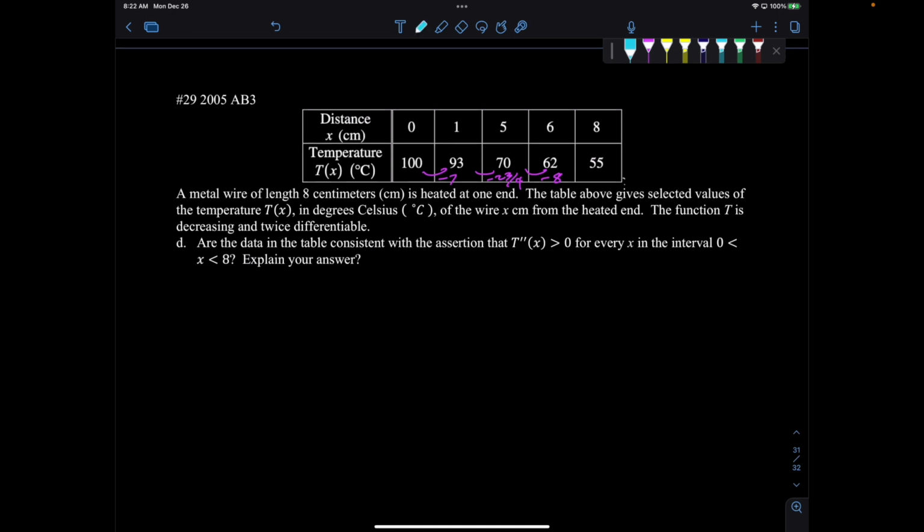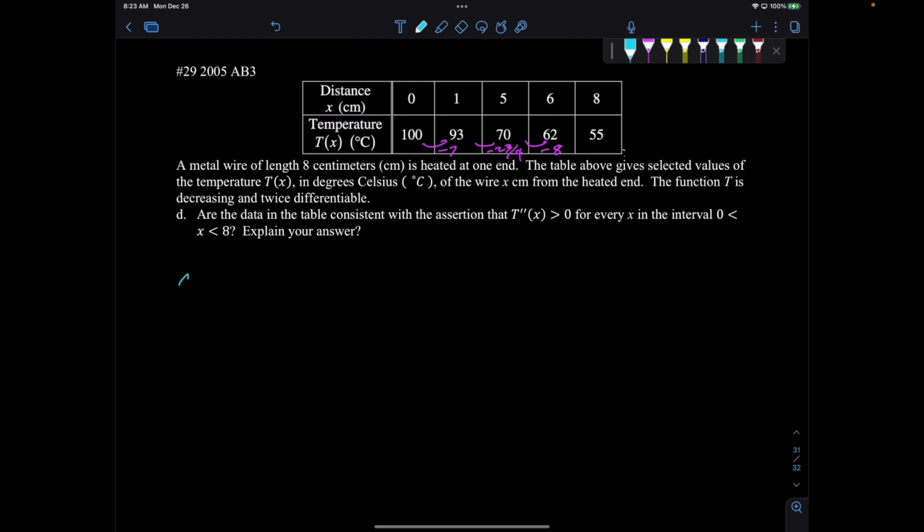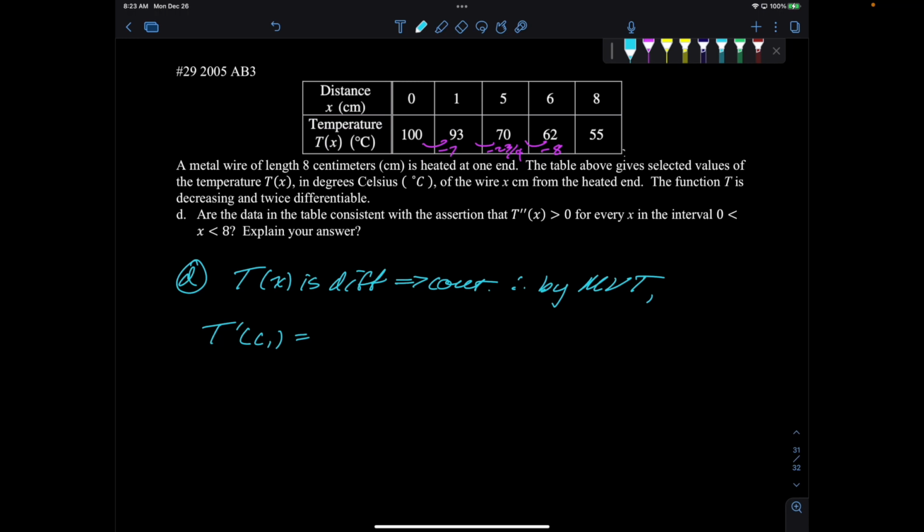All right, so how am I writing this up? T of x is differentiable, right? That was given, I think. Yes. Which implies continuous. Therefore, by the mean value theorem, I'm doing it twice. So I'm going to say T prime of c1 is T of 1 minus T of 0 over 1 minus 0, which is -7, for some c1.